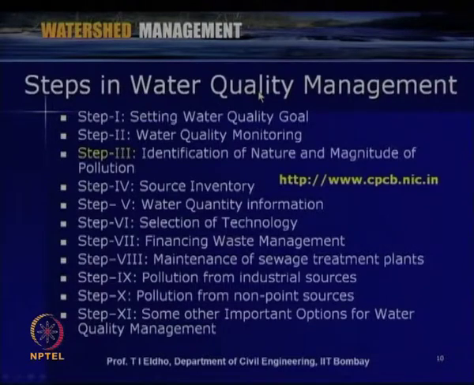Now let us look into the various steps in water quality management. While setting the water quality management guidelines or the environmental guidelines, we have to go in a systematic way, and a step by step procedure should be adopted, so that we will be meeting the international standards or guidelines as far as water quality is concerned. We first have to come up with a plan for how to develop such guidelines or to meet these water quality management issues.